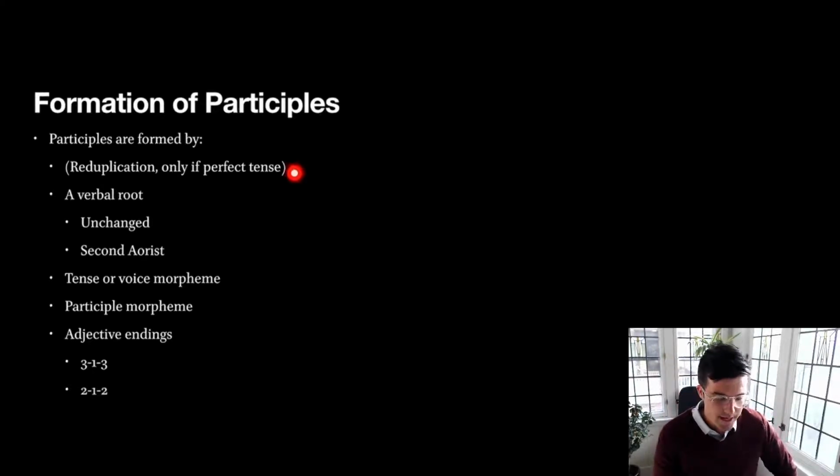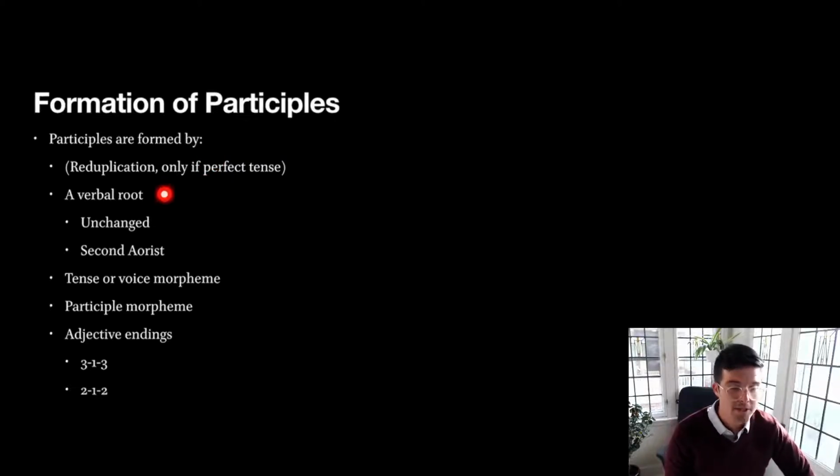This first one is optional. Sometimes it will have it and sometimes it will not, and that is reduplication. So if a participle does have reduplication, it is going to be perfect tense. Only if a participle is in the perfect tense is it going to have reduplication.